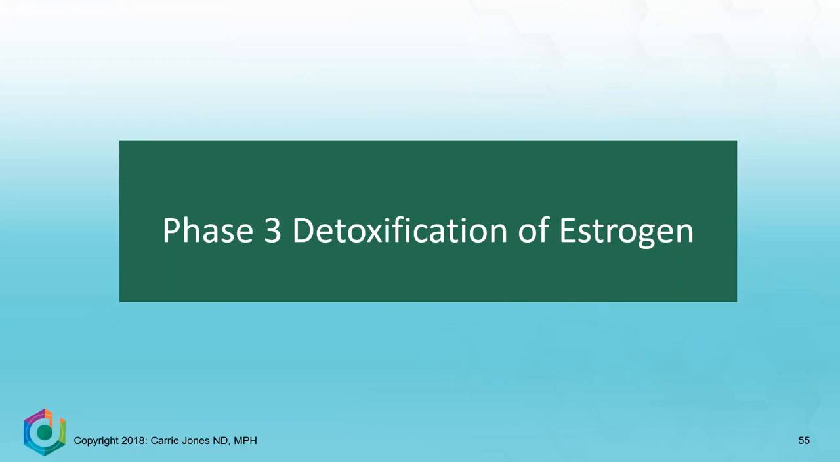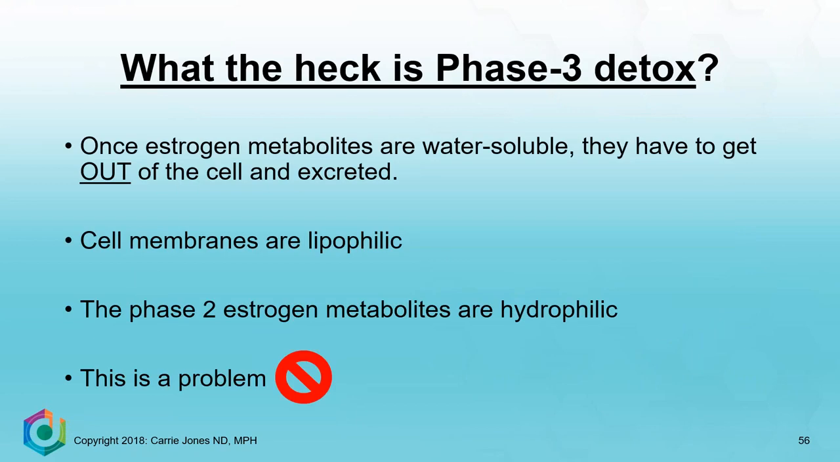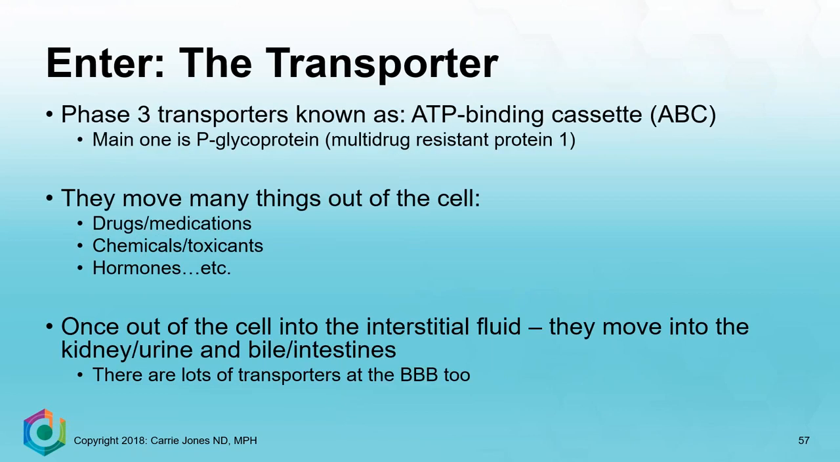So how do you properly excrete it? Well, now we move into phase 3 detoxification of estrogen. So what is phase 3 detox? If you think about it, once you're an estrogen and you're water soluble, you've been methylated. So now you're a water soluble estrogen sitting inside a cell. The problem is your cell membranes are lipophilic. This is why fat and oils are so important for the fluidity of your cell membranes. So if you're hydrophilic, water soluble, and you're sitting in a cell that's surrounded by a lipophilic membrane, how do you get out? How do you go from inside the cell to outside the cell? Now you're stuck, but you're not stuck. The body is smart and has put in transporters.